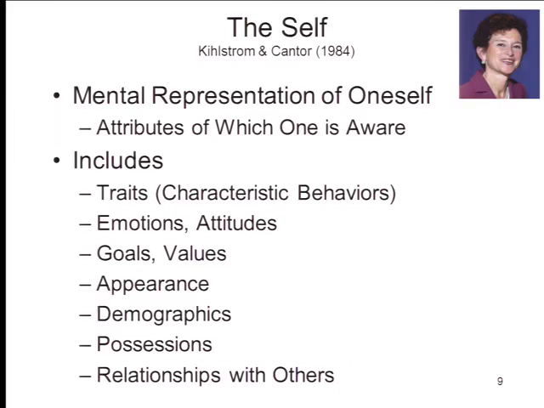You have some idea of what you're like as a person, and this mental representation consists, so we argued then, of the attributes that you have of which you're aware. Attributes including things like personality traits and characteristic behaviors. You know you're a neurotic extrovert or whatever it is you've got. You have some idea what your emotional life is like. You have some idea what your goals are like, what you look like, what your socioeconomic status is, what you've got, whether you've got an iPad or some other kind of tablet, what your relationships with others are like.